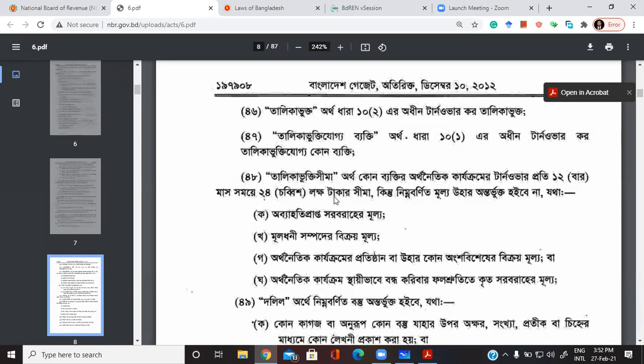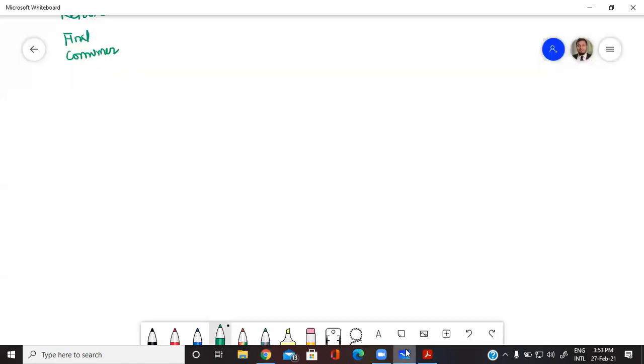Another clause is that a person whose estimated turnover exceeds the registration threshold within the succeeding 12-month period beginning at the preceding month. The thing is that if you feel that in the coming 12-month time, you will have turnover which will exceed this 2.4 million taka, in that case, you are also supposed to take the registration under the VAT and Supplementary Duty Act.